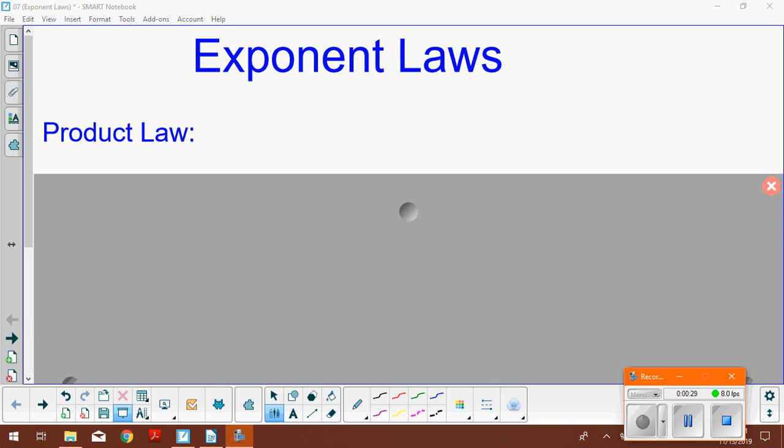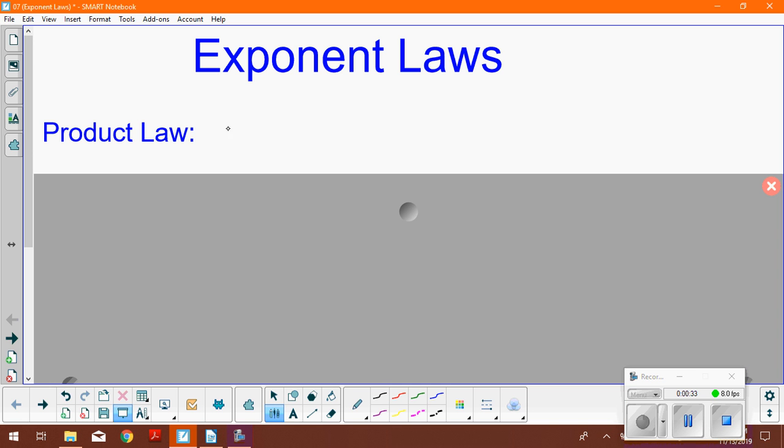Okay, so here's the first rule. The product law says that if I have two variables or two exponents, right, so x to the power a times, I'm using a dot for multiply there, x to the power b, if I have two powers with the same base, I just add the exponents. Okay, so it's x to the a plus b.